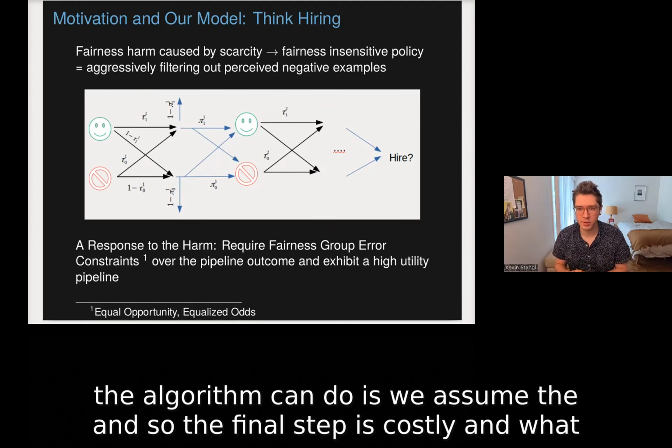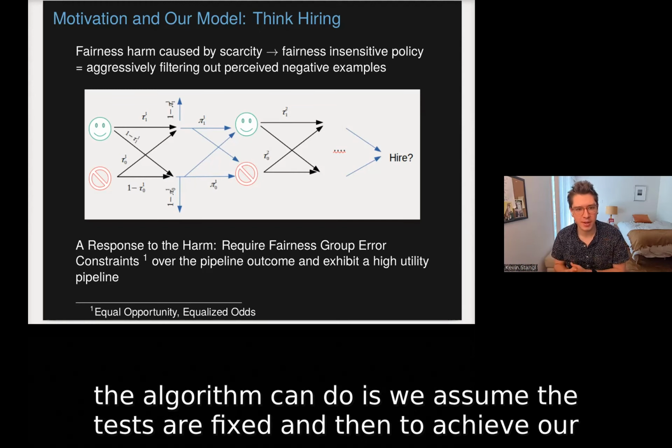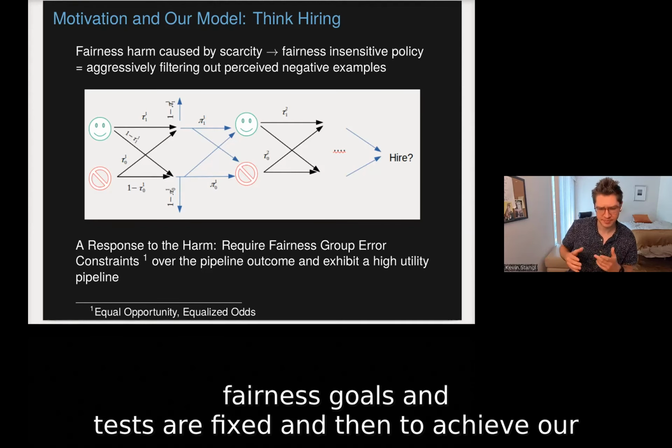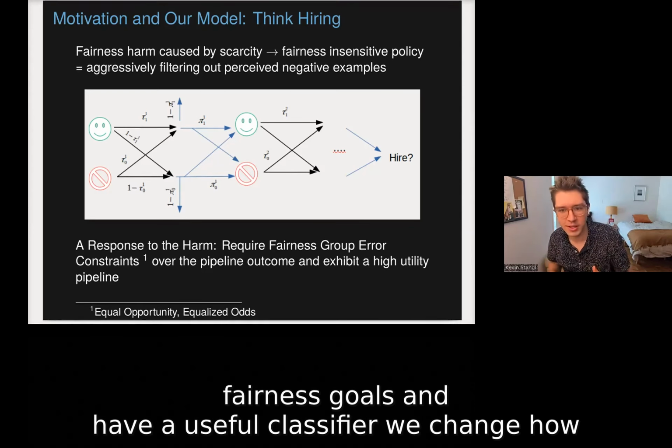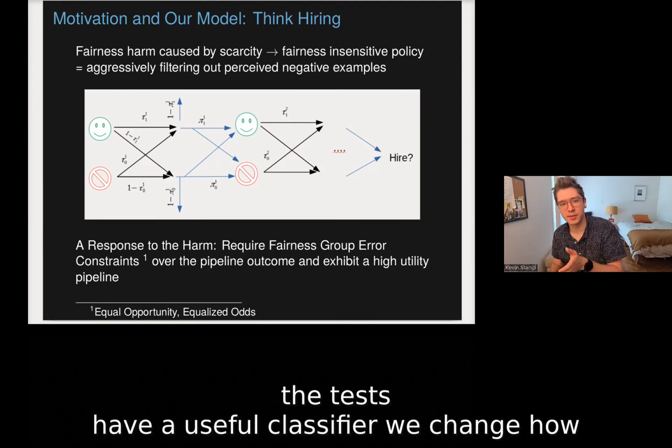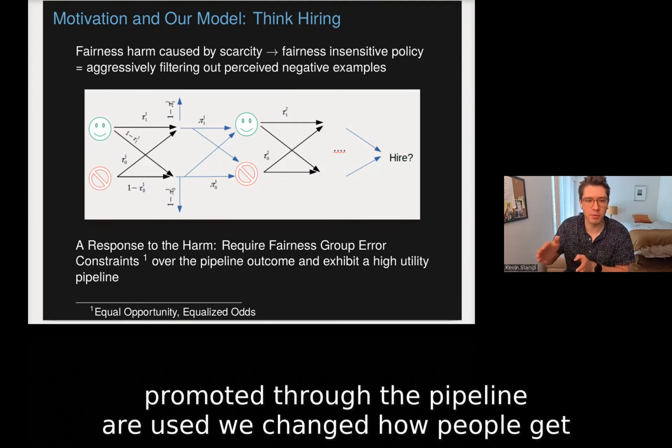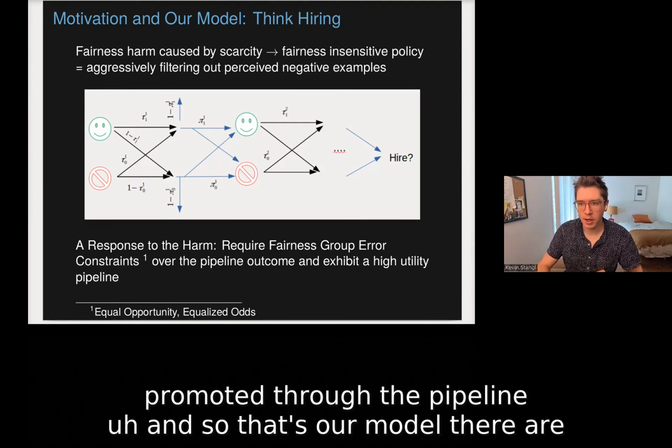What the algorithm can do is, we assume the tests are fixed, and then to achieve our fairness goals and have a useful classifier, we change how the tests are used. We change how people get promoted through the pipeline. And so that's our model.